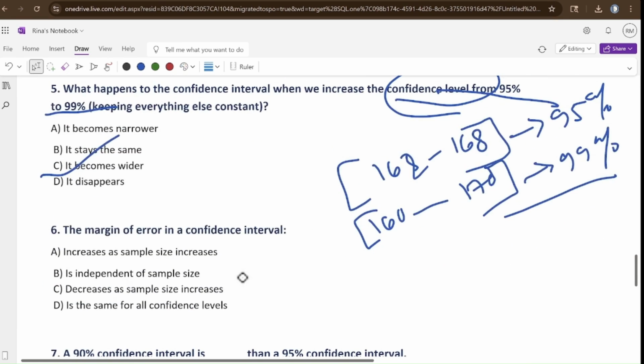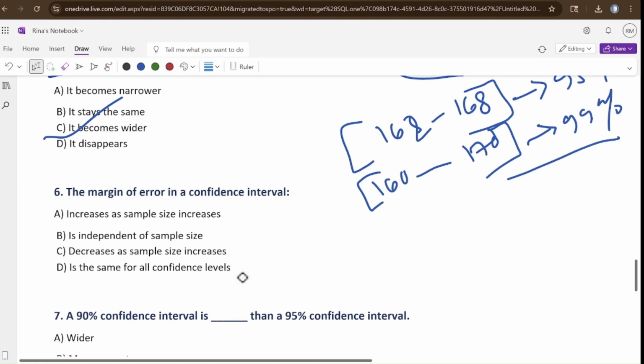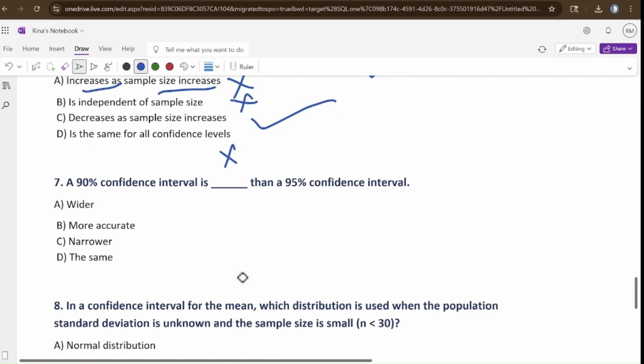Okay, next question. The margin of error in a confidence interval increases as sample size increases. No, as sample size increases, margin of error decreases. It depends on sample size. It decreases as sample size increases. Exactly.